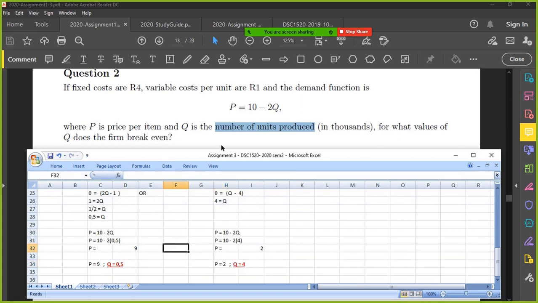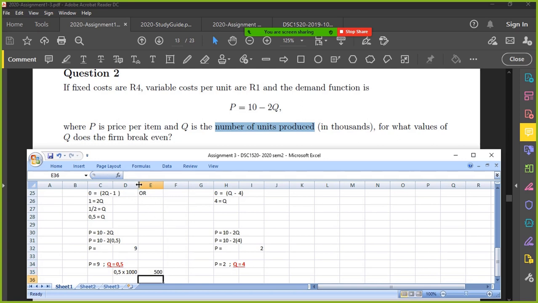Okay. Read the question again. They said Q is the number of units produced in thousands. So 0.5 times 1,000 equals 500. Oh, don't you have 100 in there? Yes, sorry. Correct. Thanks for identifying that. Yeah, that was a typo.